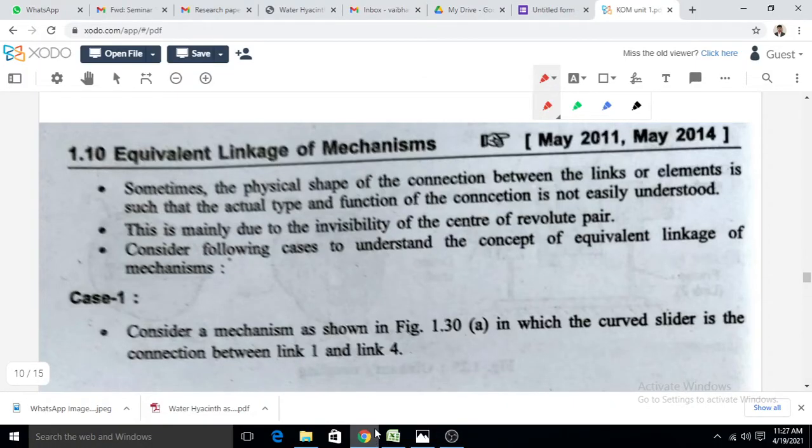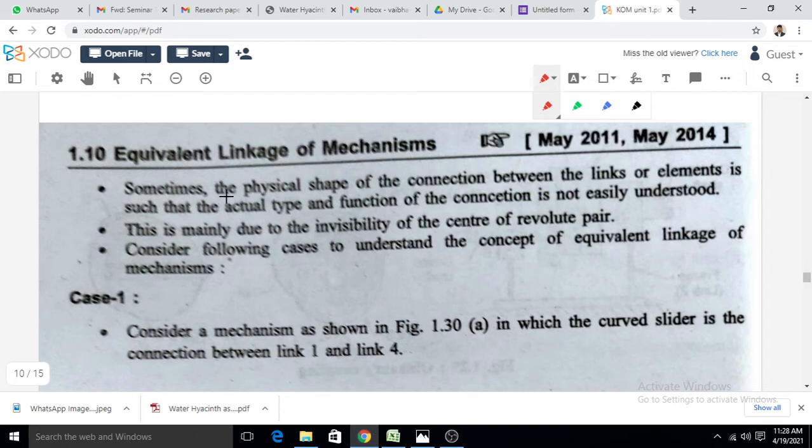Hello student. In today's session we will discuss the equivalent linkage of the mechanism. In this topic we will discuss how a complex mechanism can be converted into the simplest mechanism.